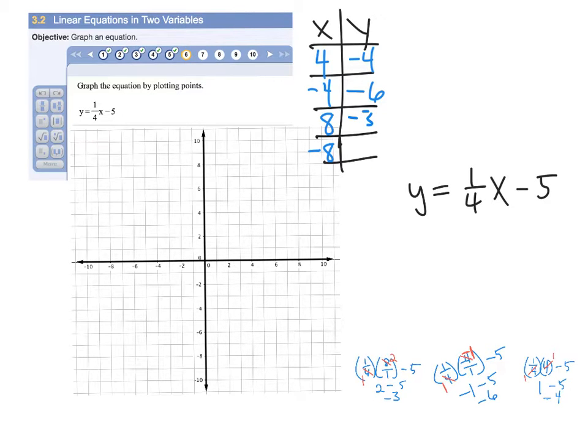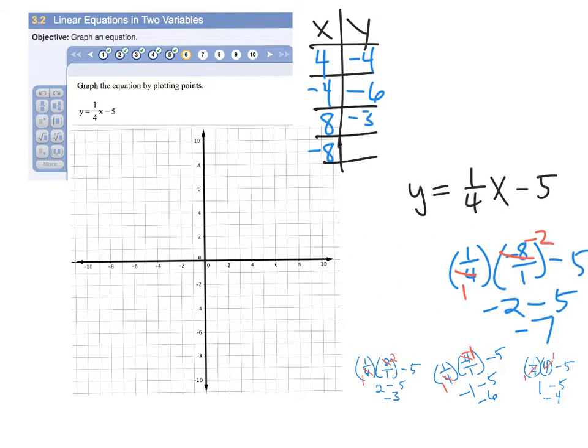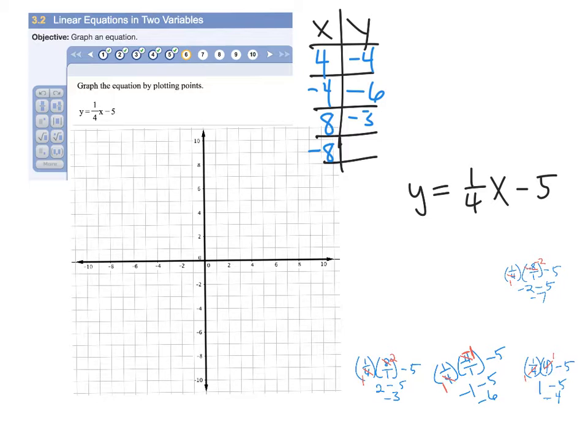And then let's do the last one, which is -8. So -8, so that's going to become 1/4 times -8 over 1 minus 5. So this becomes -2, this becomes 1. So that gives us -2 minus 5, which is -7. So we can get this out of the way. So our last value is -7.